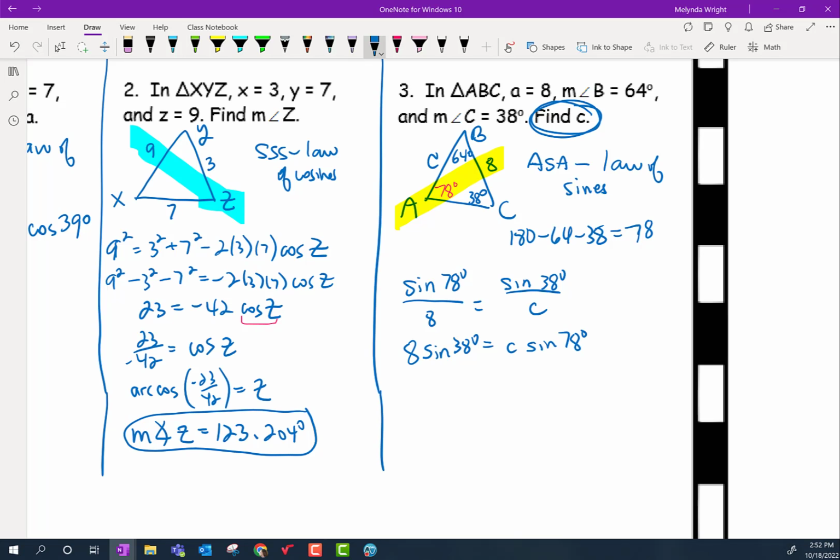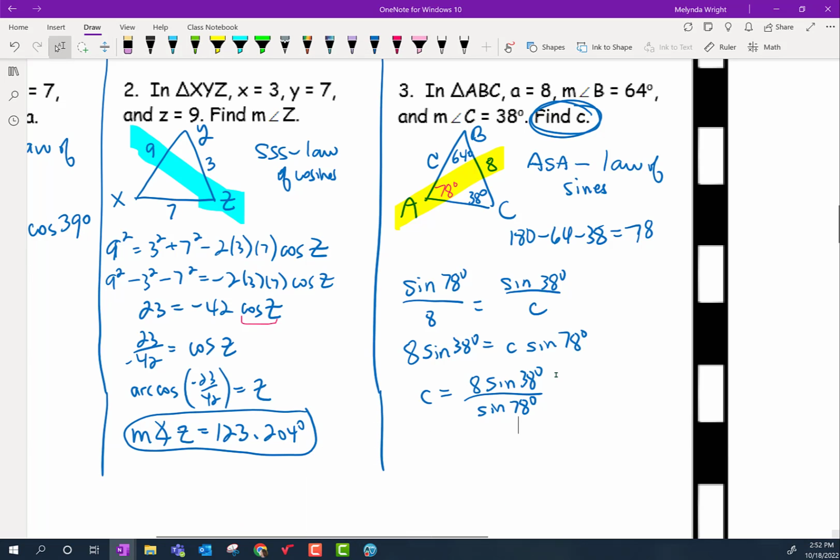Now if I'm solving for C, what should I divide by? What should I divide by? I want to get C by itself, so I'm dividing by sine 78. So I need to move sine 78 over. So C is going to equal 8 sine of 38 degrees over sine of 78 degrees. Okay, great. So let's go to our calculator.